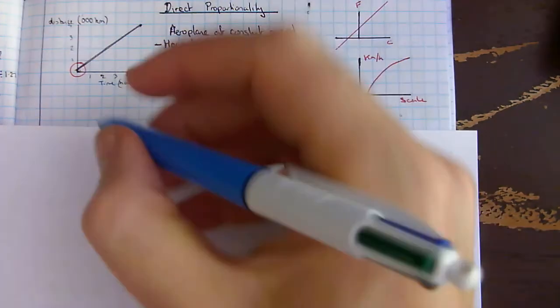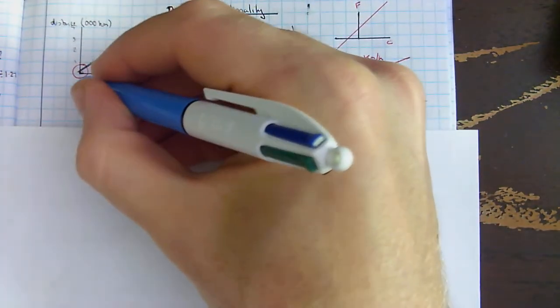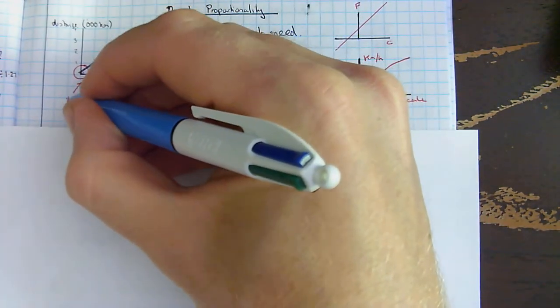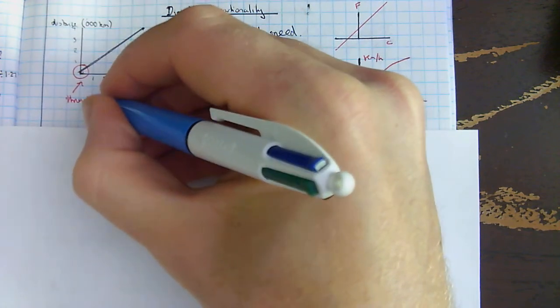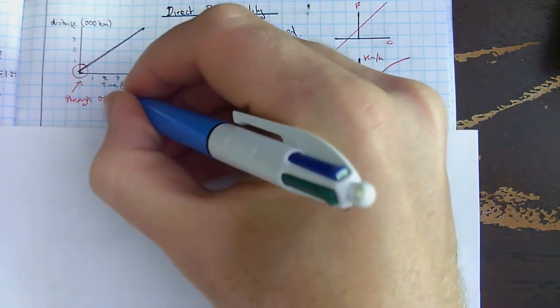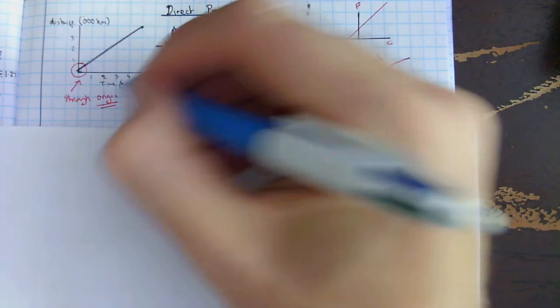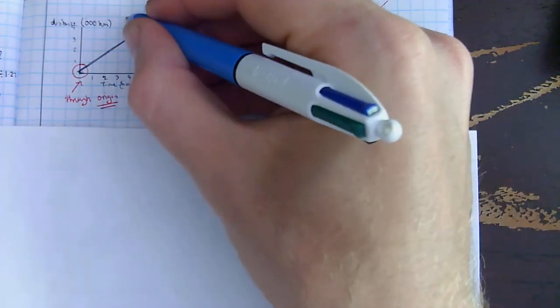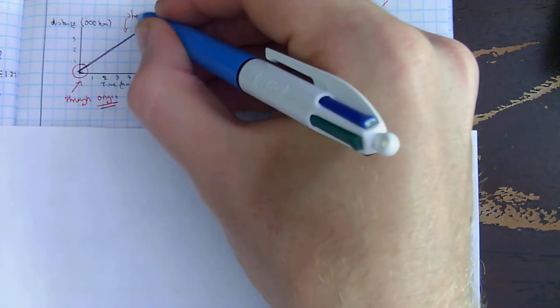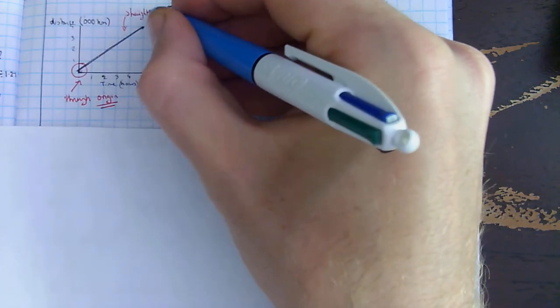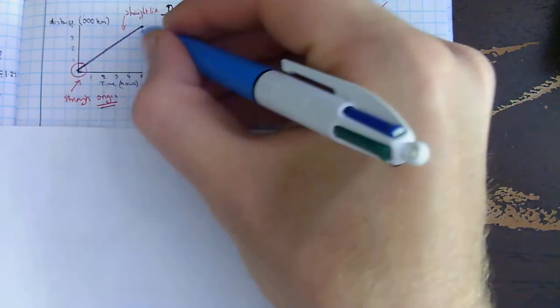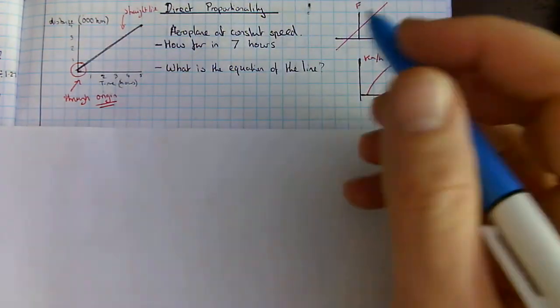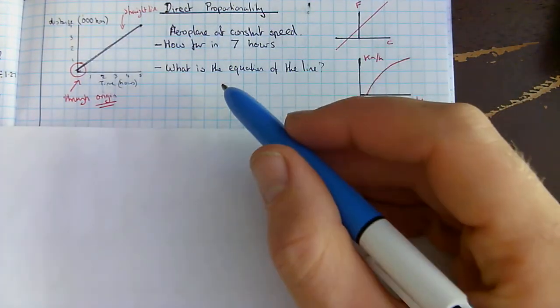There's a couple of important points to notice about the graphs. One, it goes through the origin, so it goes through 0, 0, if it's directly proportional. The second thing is that it's a straight line. So if your line goes through the origin and it's straight, then it's directly proportional.